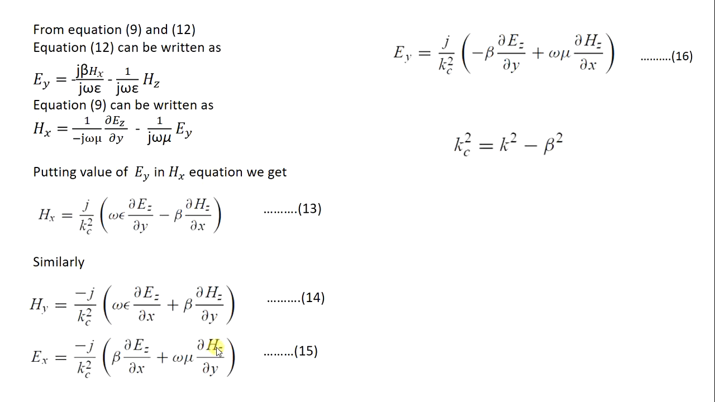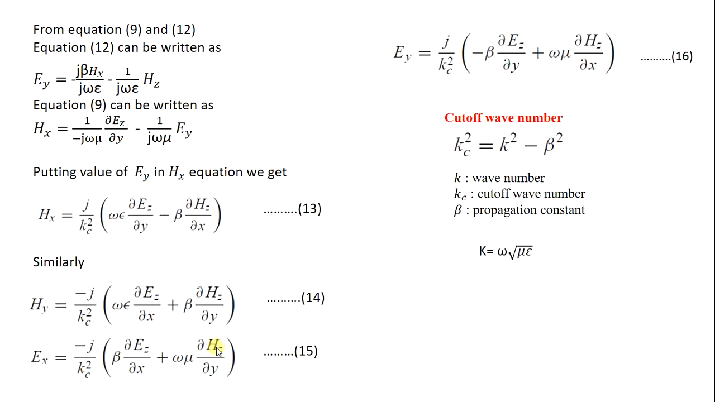Here kc square is equal to k square minus β square, where kc is the cutoff wave number. In this equation, k denotes the wave number, while kc, as I said, is the cutoff wave number, and β is the propagation constant, and k is equal to ω under root of με.